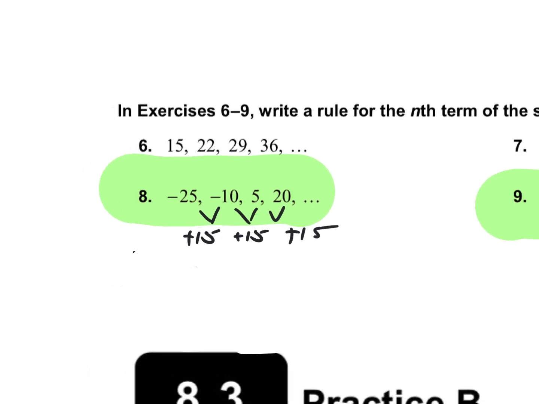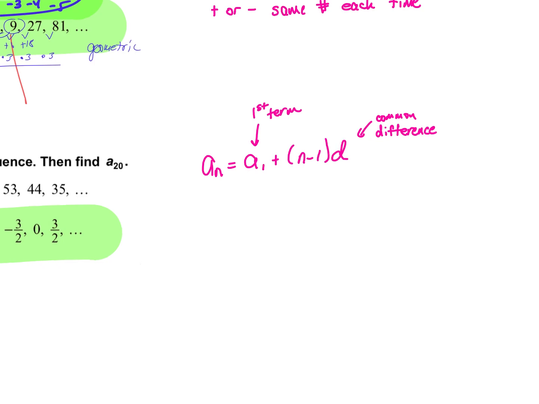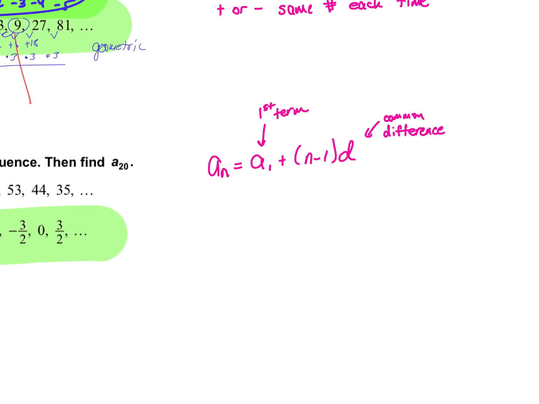So I need to know my first term, which is negative 25. And I need to know my common difference, which is positive 15. And now we can just plug it into the formula. The formula is over here. You're not going to get it on the test. You guys have to know that.